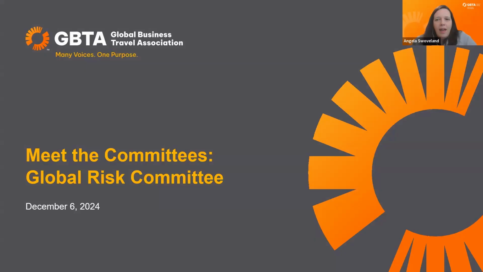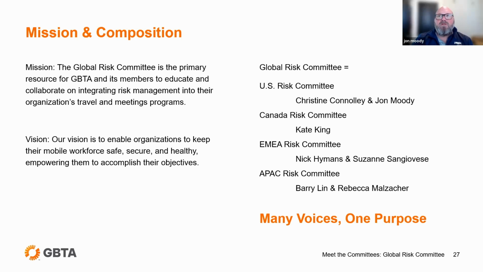Okay, and moving on to risk, I think we have John Moody. Yes, here I am. How's everybody doing today? My name's John Moody. I'm the vice chair of the U.S. Risk Committee. And if we can go to the next slide, I'll do a quick introduction on our mission and vision and some of the things that we do to help out with the GBTA membership.